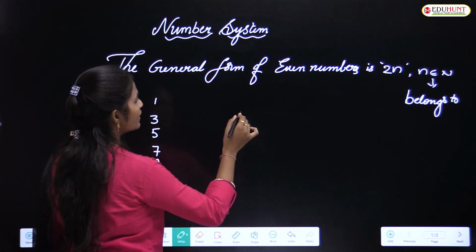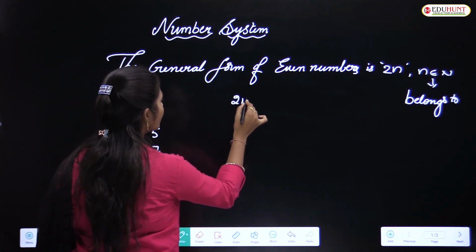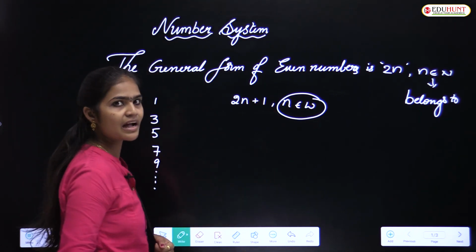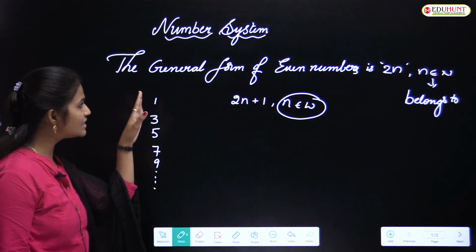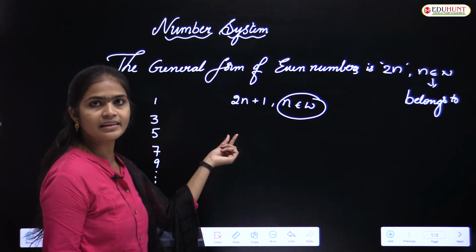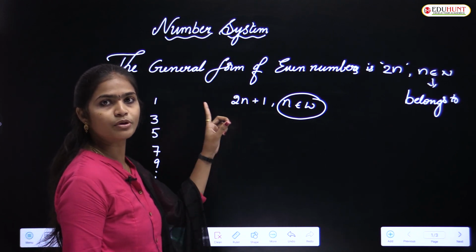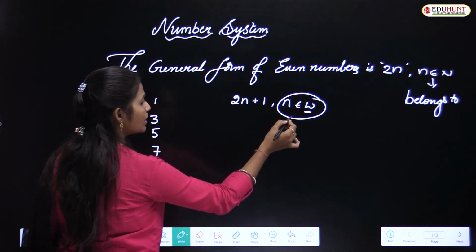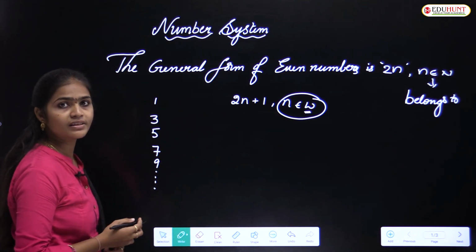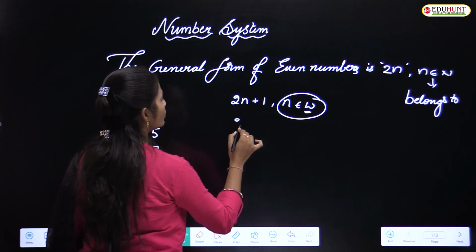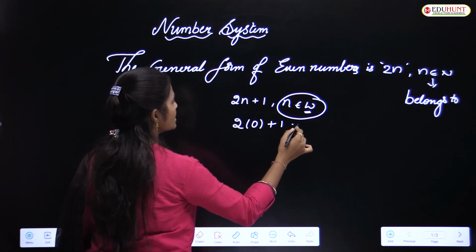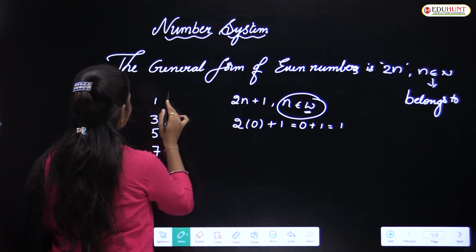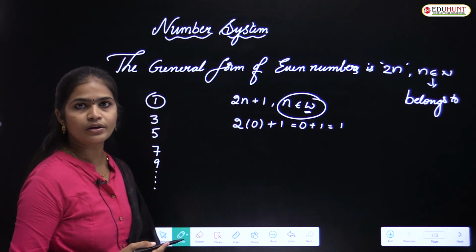See, the general form of odd numbers is 2n plus 1, where n belongs to whole numbers. We have to discuss this in whole numbers, but here I wrote this one for the general formula only. Again we will discuss this in whole numbers. Why? Because whole numbers start with the number 0. So 2 into 0 plus 1 is equal to 0 plus 1, which is equal to 1. So here the first number we got is 1 only, no?